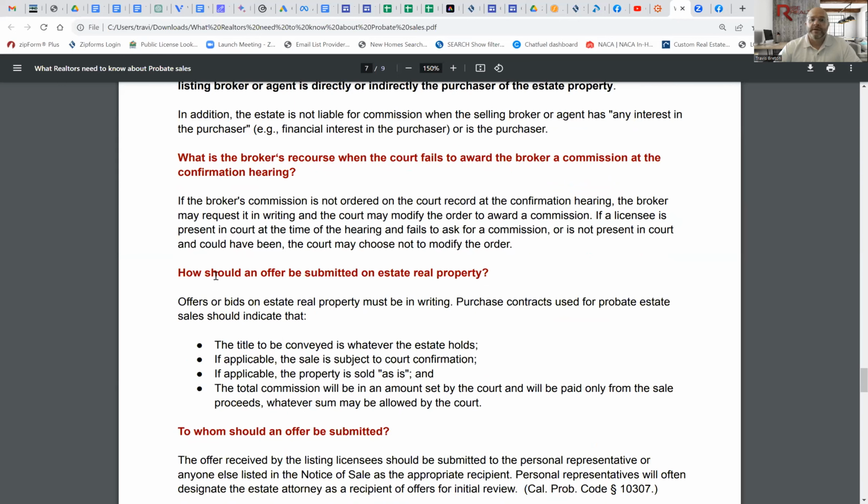How should an offer be submitted on estate real property? Offers or bids on estate real property must be in writing. Nothing new there. Purchase contracts used for a probate estate sale should indicate the title to be conveyed is whatever the estate holds. If applicable, the sale is subject to court confirmation. If applicable, the property is sold as is, and the total commission will be in the amount set by the court and will be paid only from the sale proceeds, whichever sum may be allowed by the court.